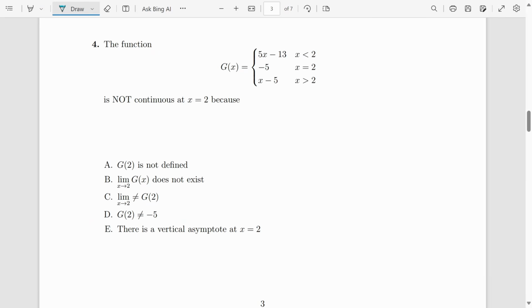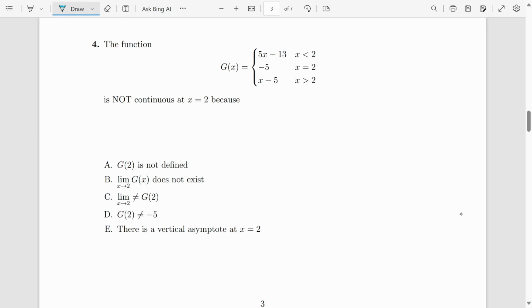Question 4, a piecewise function. So g of x is defined as 5x minus 13 whenever x is less than 2. It's defined as -5 for when x equals 2. And it's defined as x minus 5 for whenever x is greater than 2. So knowing all that, g of x is not continuous at x equals 2 because what? What reason is it for not being continuous at x equals 2?